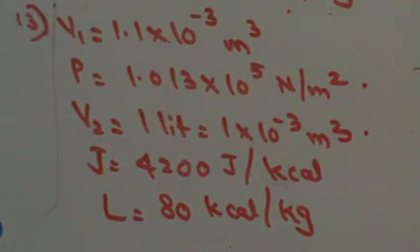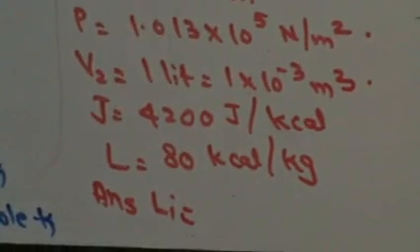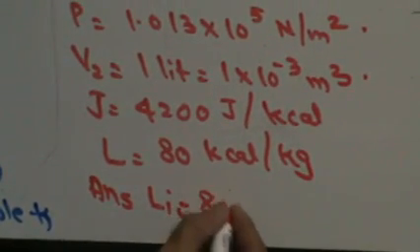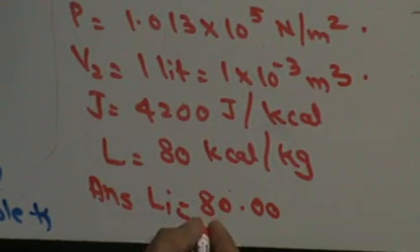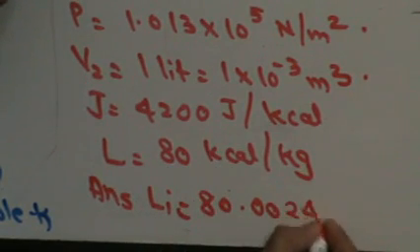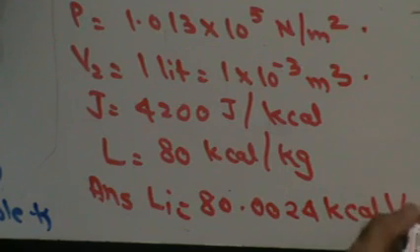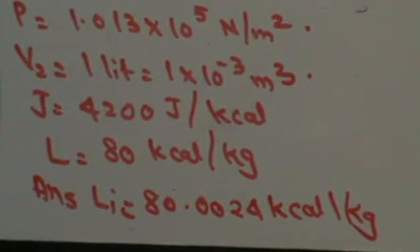Replica of the previous sum, right? V1, V2, P, L and J. You have to calculate internal and external latent heat exactly like the previous sum. I'm not solving, I'll directly just give you the answer. The internal latent heat should be 80.0024 kilocalorie per kg. Replica of the previous sum, right? Next, take down next sum please.